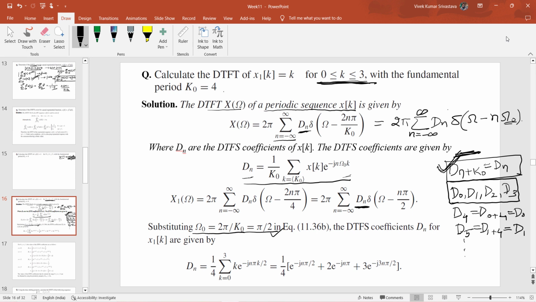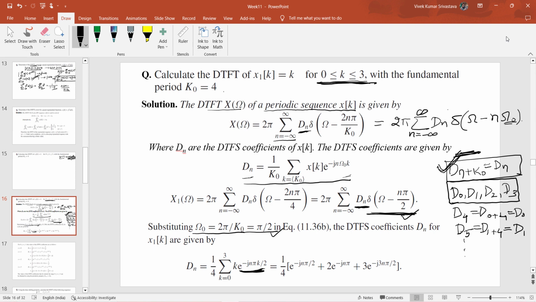Because we have to see here, this basically corresponds to the frequency shifting. So basically we will use the frequency shifting property. If you shift in frequency, then in the time domain you will get a multiplication with an exponential factor. That's why here we are multiplying with the exponential factor, that is e raised to the power minus j n pi k by 2.